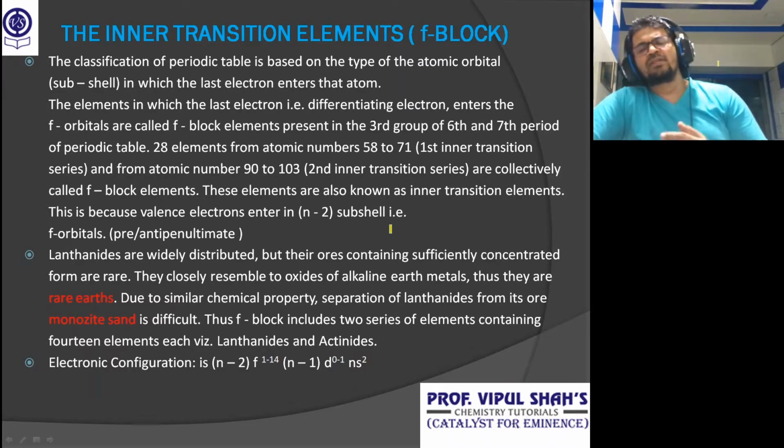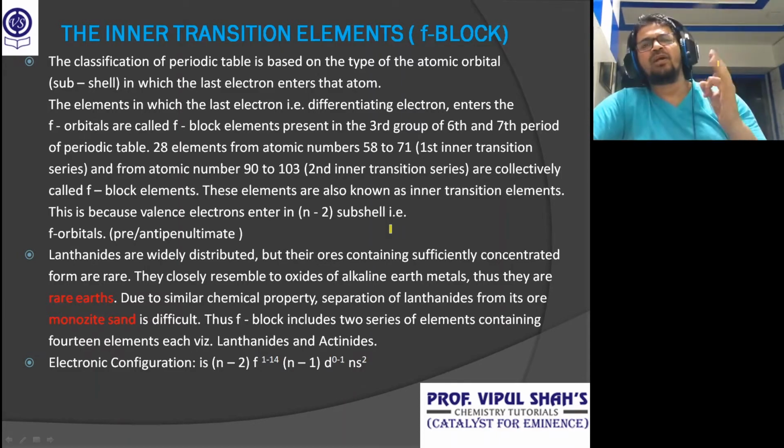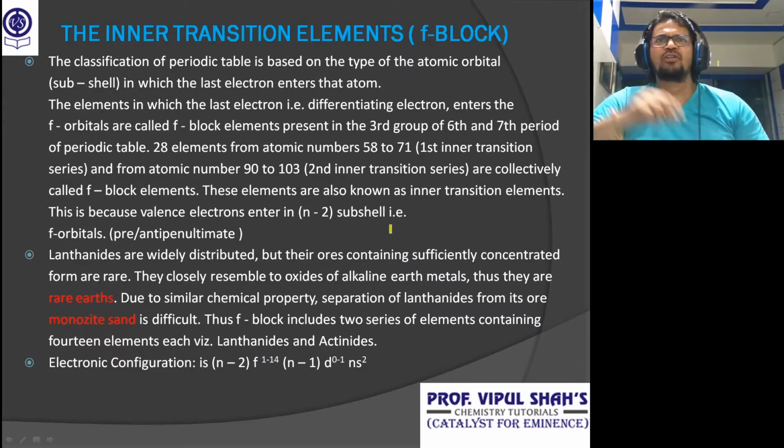F block elements are called inner transition elements. They are placed inside the transition elements, and their last 3 shells are incompletely filled: outermost shell, last but 1 penultimate shell, last but 2 anti or pre-penultimate shell. In s and p block normal elements, only the valence shell is incompletely filled. In d block transition elements, last 2 shells are incompletely filled, valence and penultimate. In f block, last 3 shells are incompletely filled: valence, penultimate and pre-penultimate shells. Okay, so this is basically the idea.